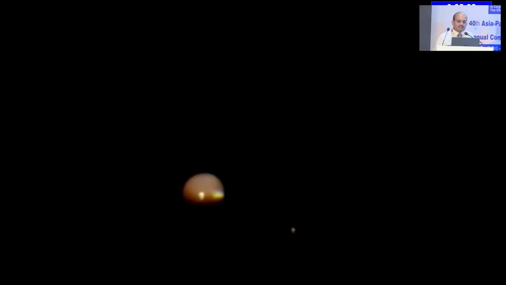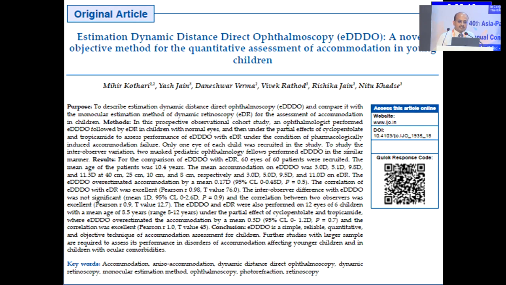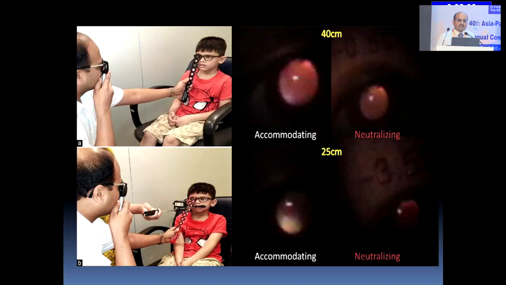This is quite well demonstrated in this particular video, in which when the child is looking at distance, the crescent is superior, and the bright crescent suddenly changes to an inferior bright crescent, and the size of that crescent keeps increasing as the child keeps increasing its accommodation. 1,000 patients' data was published in the Indian Journal of Ophthalmology in 2014, and then again around 1,000 data points were published using a more advanced technique of performing this same thing using a neutralization method with lens interjection.